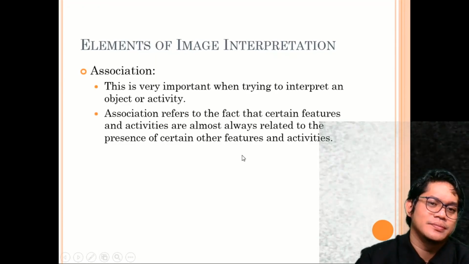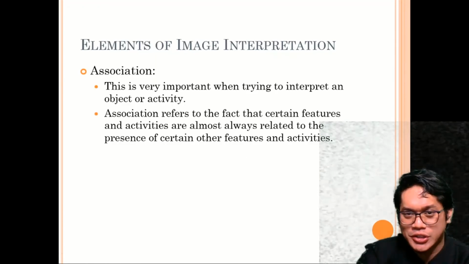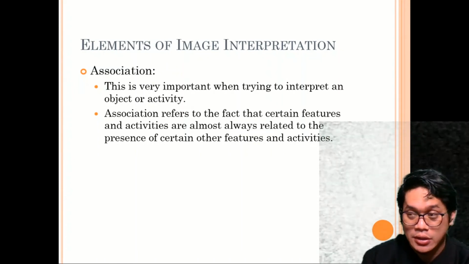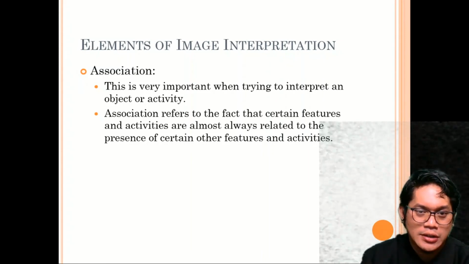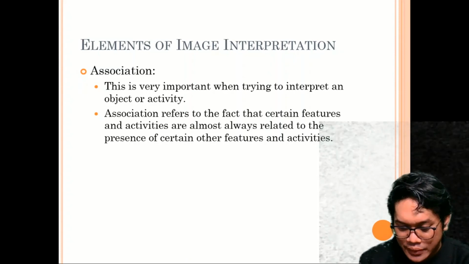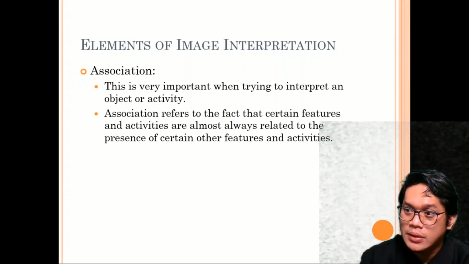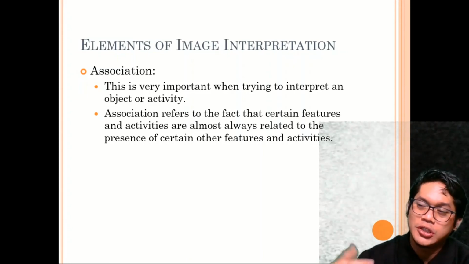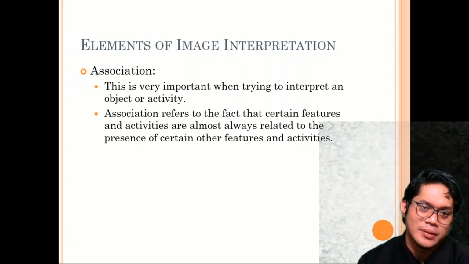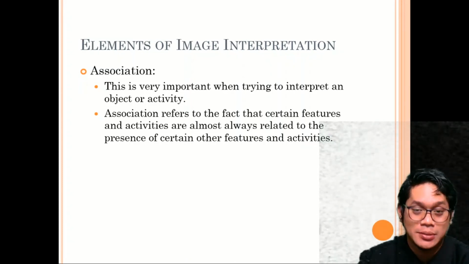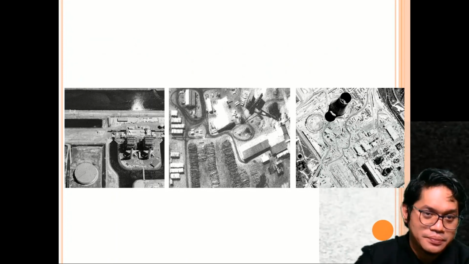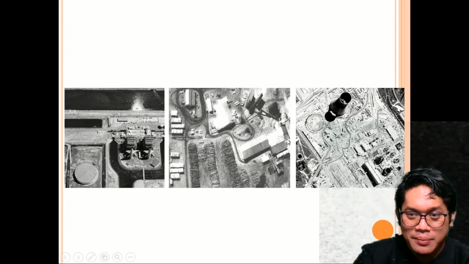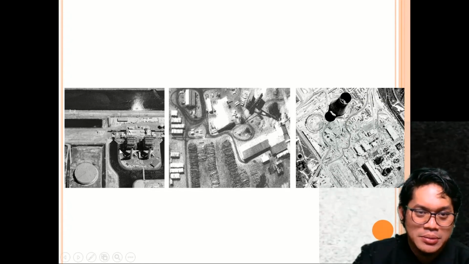And the last one will be association. Association refers to the fact that certain features and human activities are always related to the presence of other features and activities. This is how we try to relate with land use, and you relate with the population, you relate with the social economy, and many more, by using association in image interpretation. Like here, you can see that there's a log here. You know that this is a logging camp, nuclear plant, something like that.